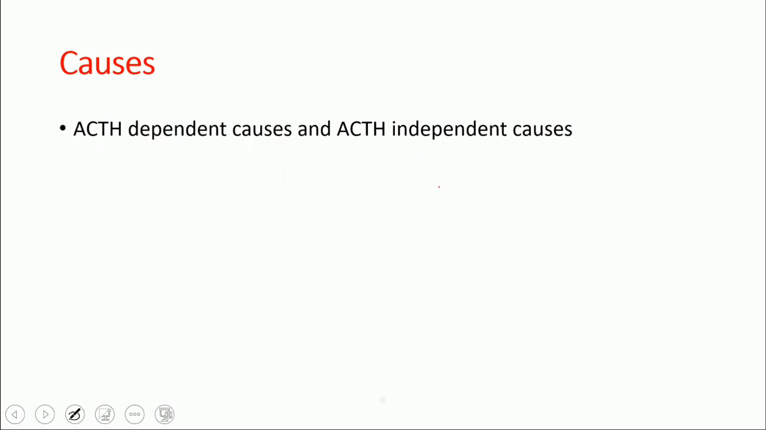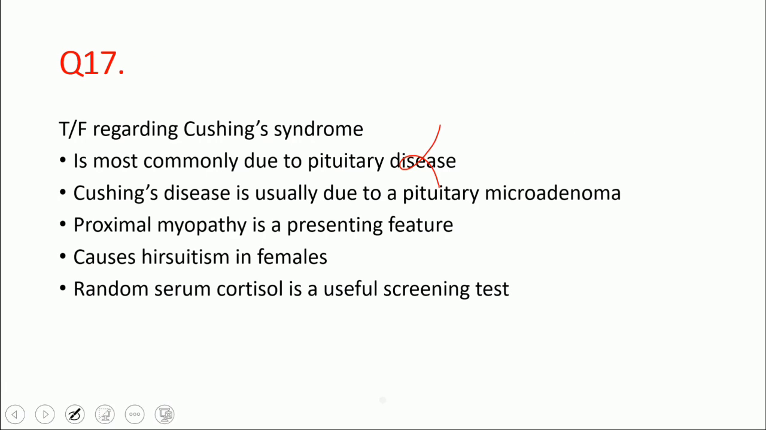So within the ACTH dependent group, you have pituitary tumor-related ACTH or ectopic ACTH. Specifically, the term Cushing's disease is traditionally used to refer to a pituitary microadenoma secreting ACTH and causing Cushing's.